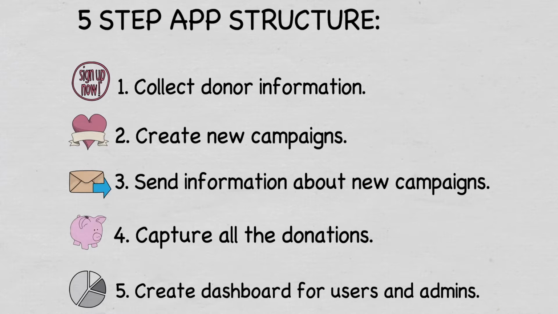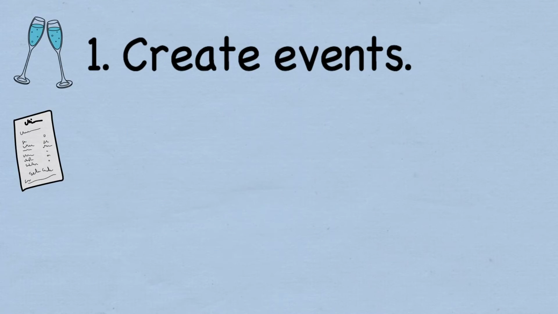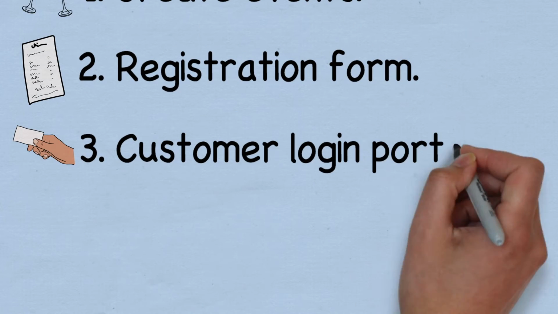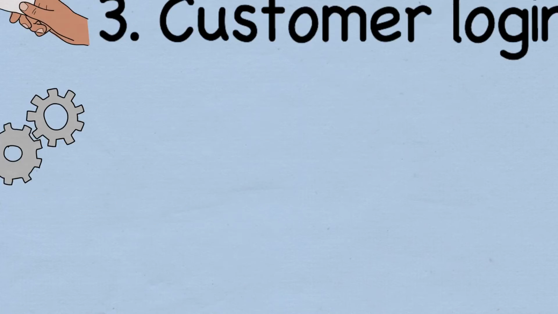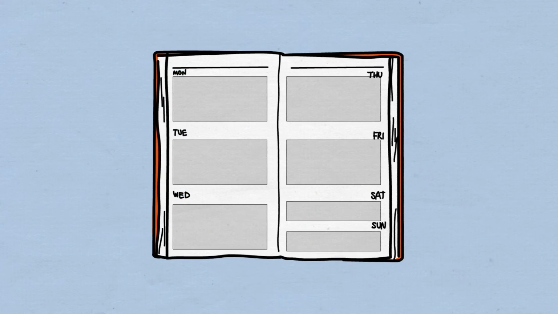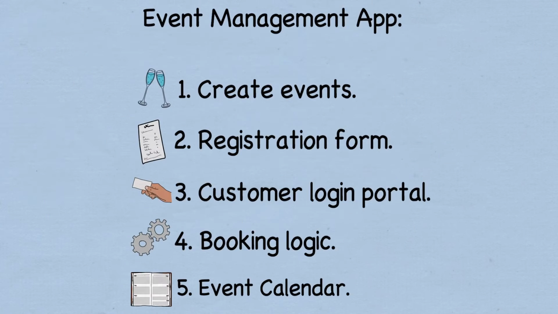So now that I knew these 5 steps, I thought maybe I could apply the same 5 steps for all the apps listed in the app deck. So I took the next app, that is an event management app. The first thing is to create new events. In the second step, we create a registration form through which the participants can register for my events. In the third step, I create a customer portal through which the participants can log in and access these events. In the fourth step, we have a booking logic through which we can check things like the number of available seats. And in the fifth step, we have an event calendar in which events are segregated by venue or month.